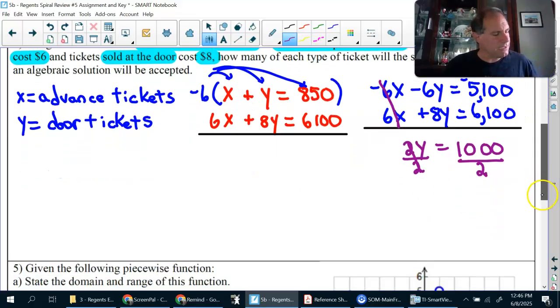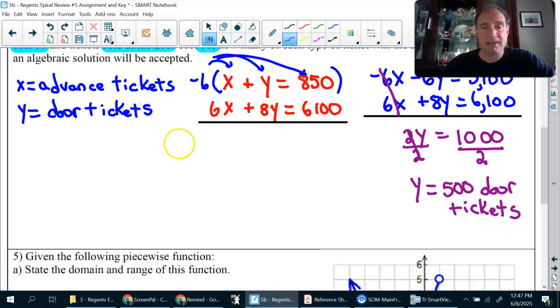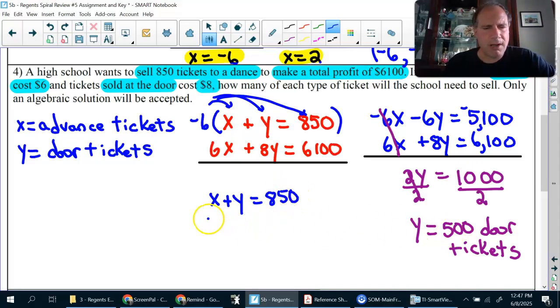So how many door tickets? The door tickets, 500. Now you have to solve for the amount of advance tickets that were sold. So I'm going to put down right here, x plus y equals 850. And I'm going to substitute my y in. And subtract the 500 from each side.